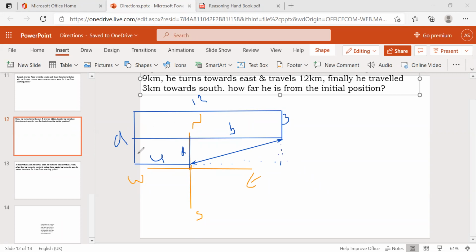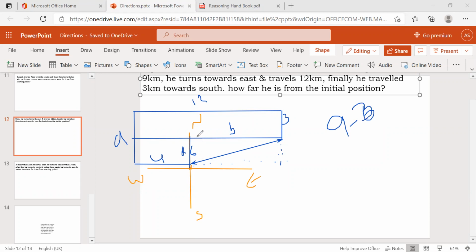The total is 9 kilometers. In this 9 kilometers, 3 kilometers he returned back. So that means 9 minus 3. Okay, what is this? 9 minus 3 is 6.